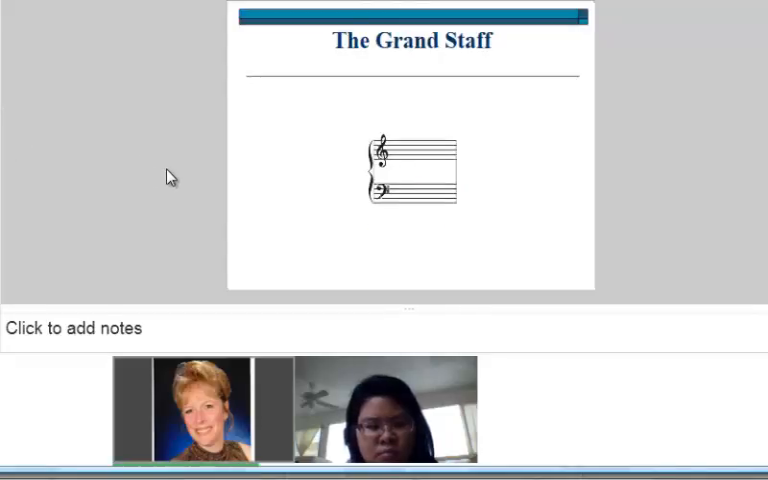The grand staff is the combination of the bass and the treble clefs. They are combined by a brace on the left and lines on the right. This becomes a grand staff with a wide range of pitches that can be noted, and is often used in piano music because of this wide range.